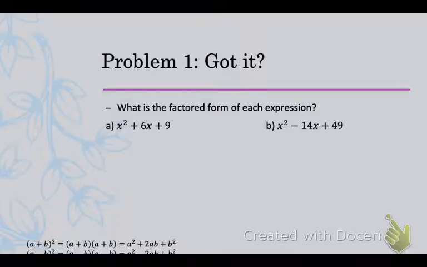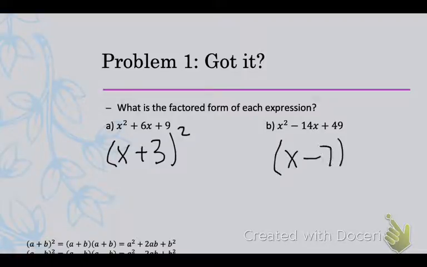All right, so for the first one here, we should have written x plus 3 squared. And for the second one, we should have written x minus 7 squared. Good. Again, if at any point you have questions and don't understand something, please email me.